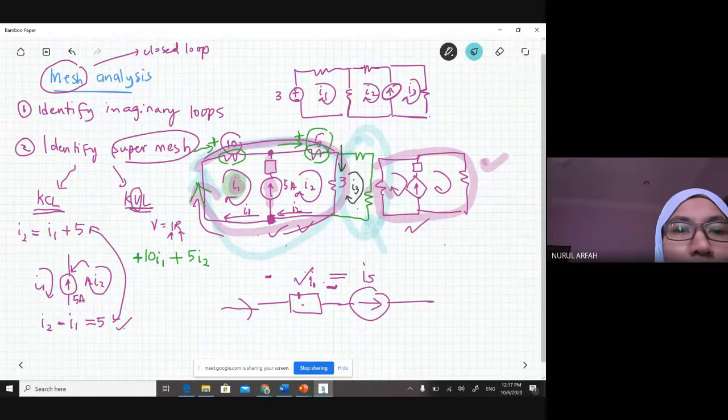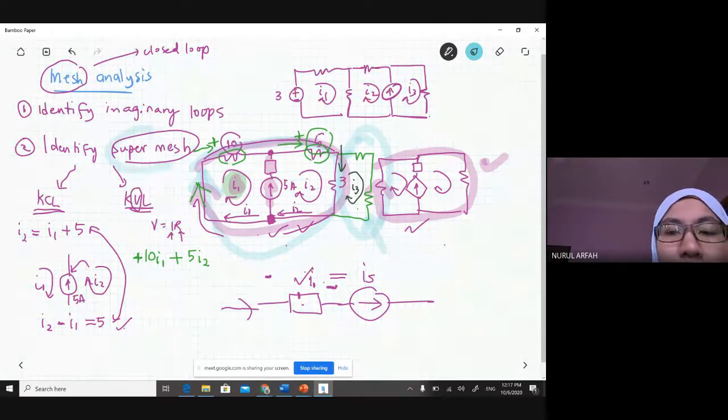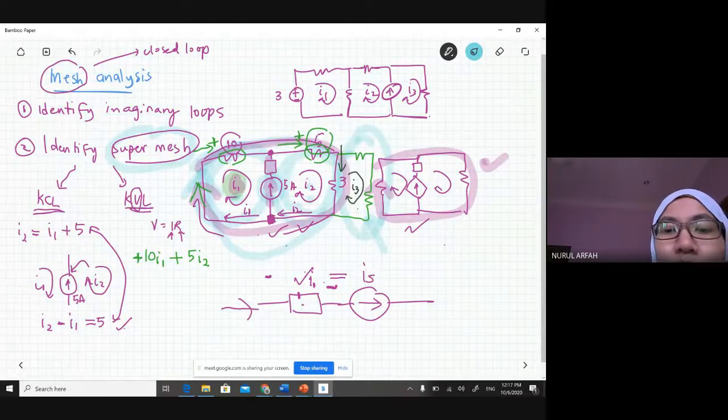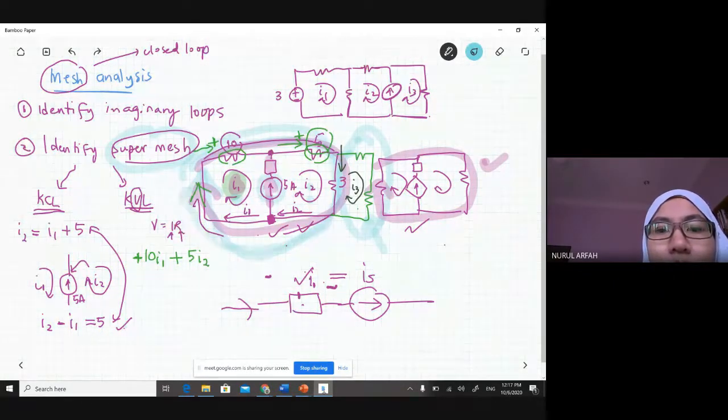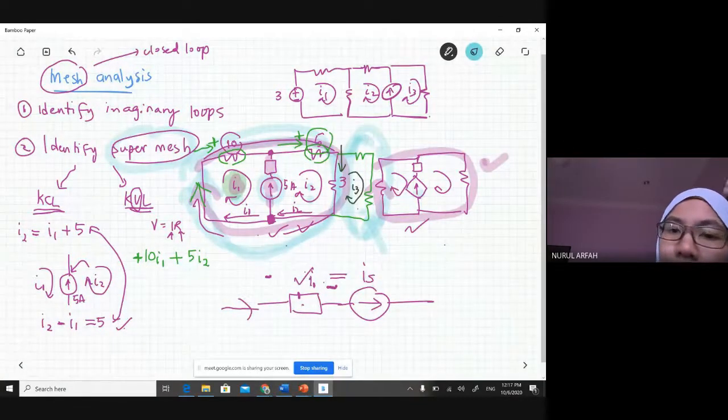Because our super mesh is actually what? When you have a current source in between two closed loops. This is the first closed loop, right? And this is another closed loop. So only these two are considered as your super mesh. So our boundary should be where? This outer one, only here. So regardless of whether you have another loop here or there, you still have to consider the one attached to the middle current source here.